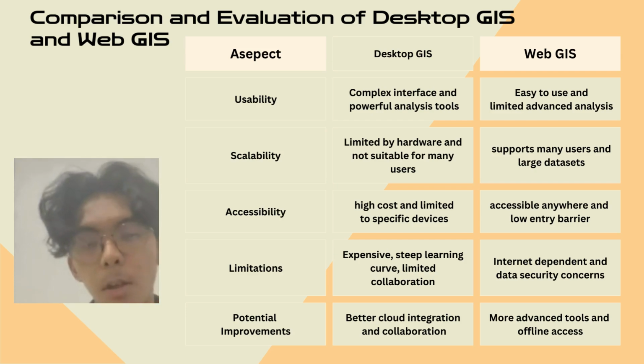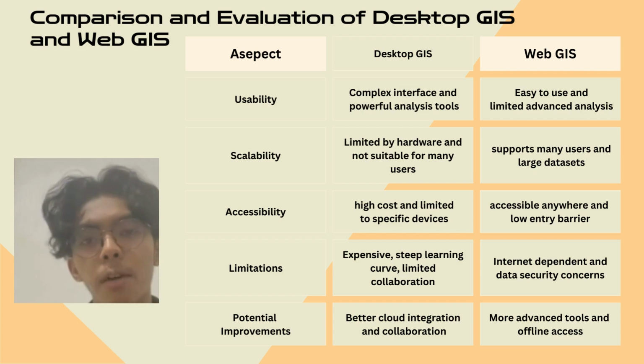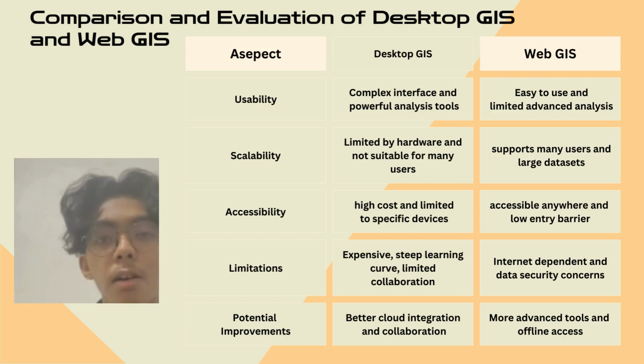And next, I'm going to talk about scalability. Desktop GIS depends heavily on the user's computer hardware, which makes it less suitable for handling very large datasets or many users at the same time. On the other hand, WebGIS is cloud-based, so it can support multiple users simultaneously and handle large amounts of data more efficiently.